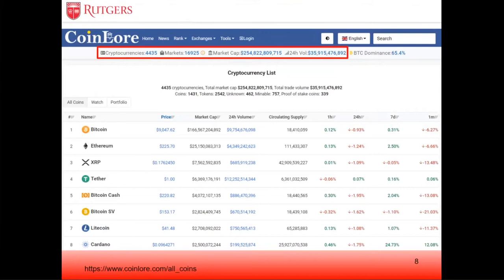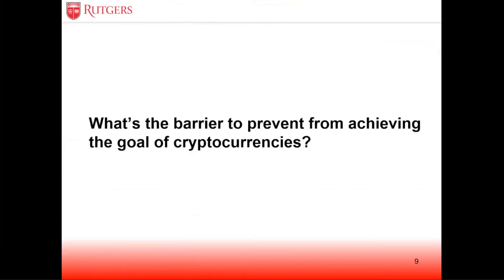Then, what's the barrier that prevents achieving the goal of cryptocurrencies? In other words, given the advantages and benefits of cryptocurrencies, why would we not use cryptocurrencies in our daily lives? I can answer that if no one else. Sorry, if someone else wants to jump in.